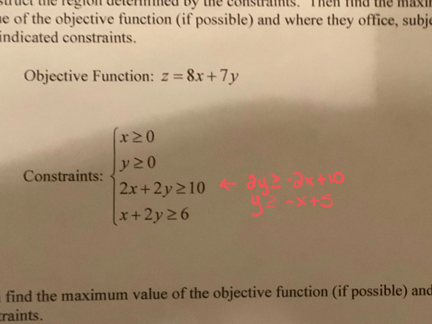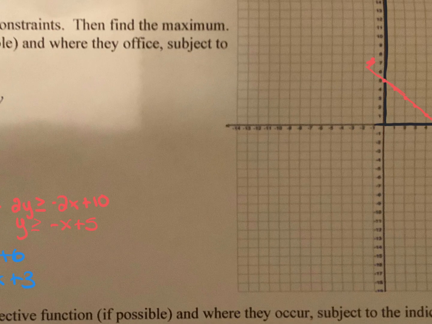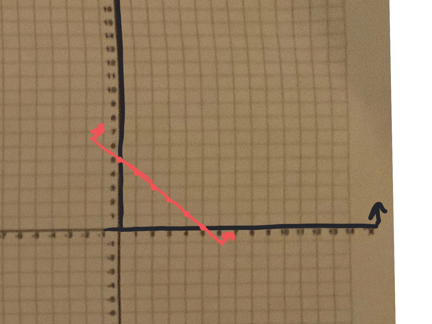Then my last equation, I'm going to get 2y is greater than or equal to -x plus 6. Y is greater than or equal to -1/2 x plus 3. And then you go down 1 over 2, down 1 over 2, down 1 over 2. So we have this line, and we're going to shade up.